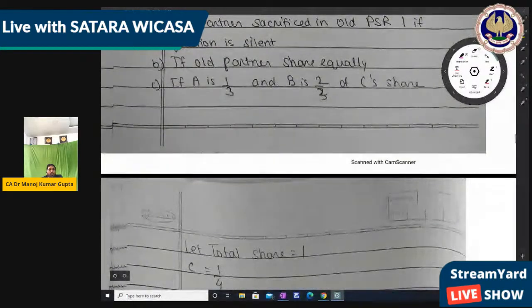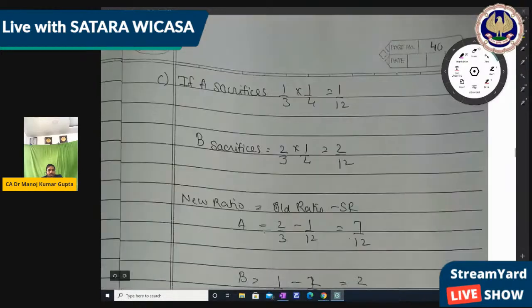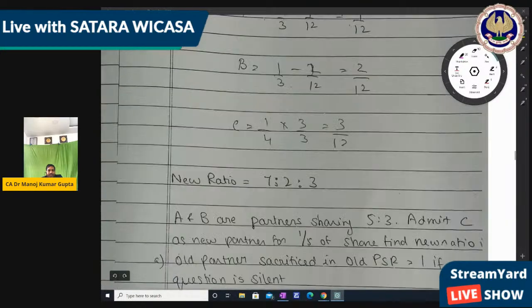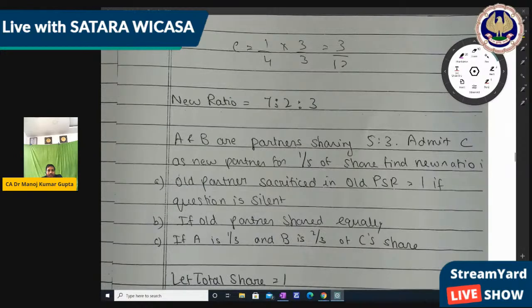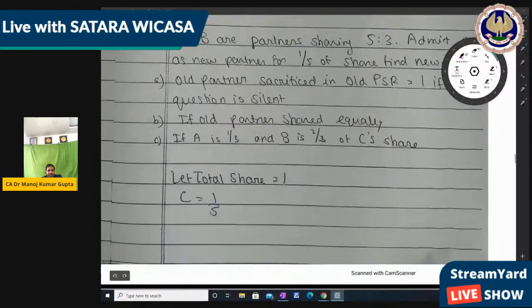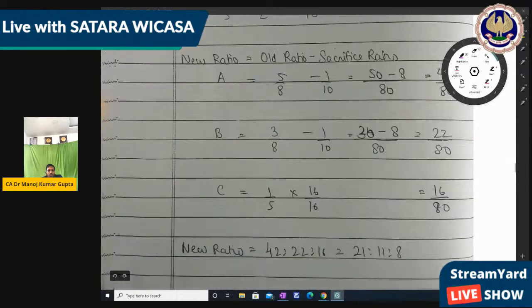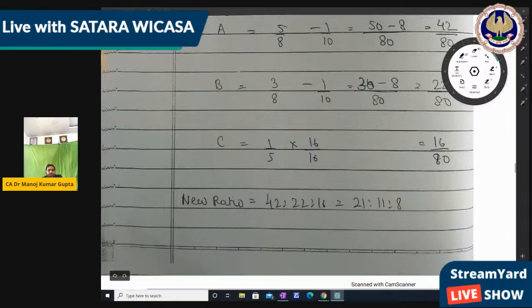So they had calculated the goodwill in all cases, right? We had already done this sum, so that is the new PSR. Next, A and B are partners sharing 5:3. They admit C, a new partner, for 1/5 share. Find out the ratio. So this is again an example of finding the new ratio. We had done this. You can also do it again if you want.